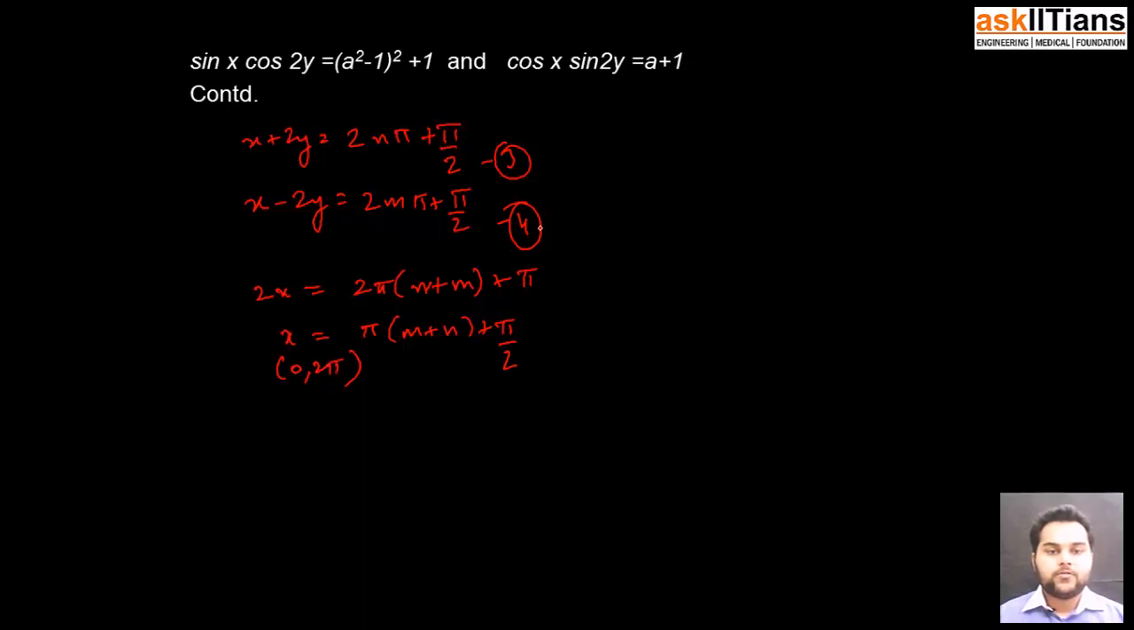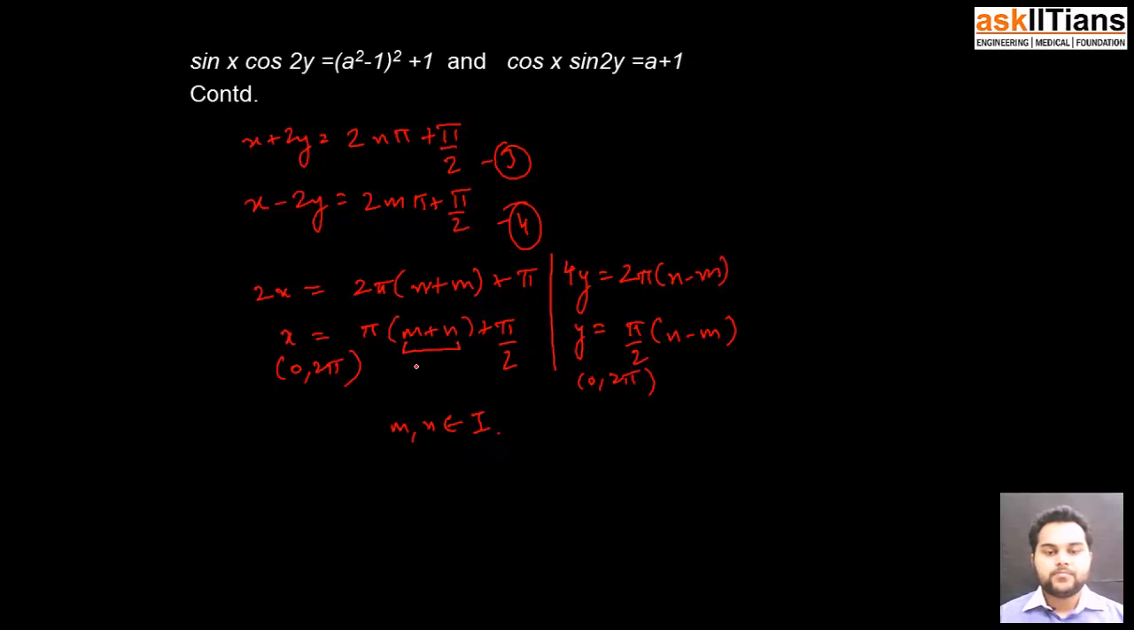Also, if I check for the value of y now, I subtract these two equations, so I would get 4y is equal to something, and hence y would be pi by 2 into n minus m. Y also has to lie between 0 and 2 pi, and m and n both belong to integers. So this has to be a complete integer, and this one also has to be a complete integer because of the closure property of integers.